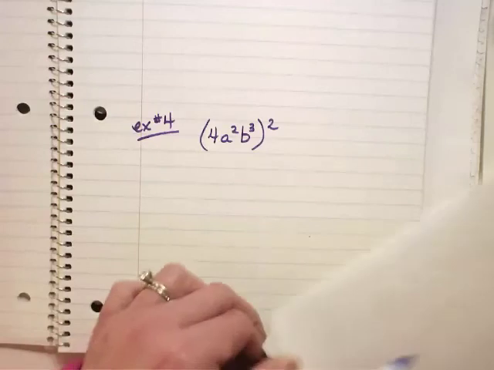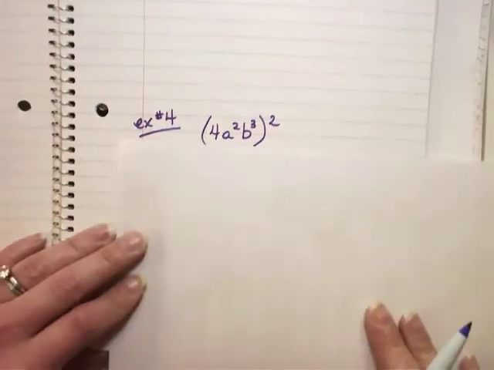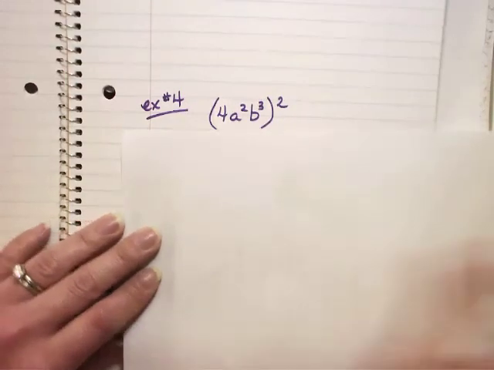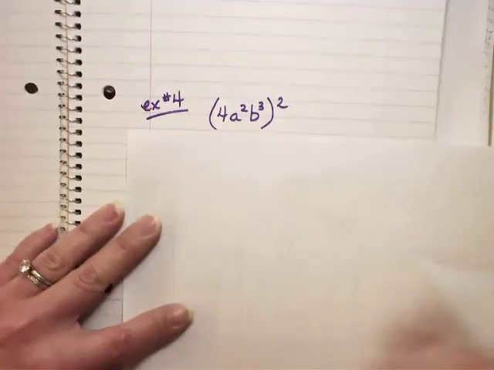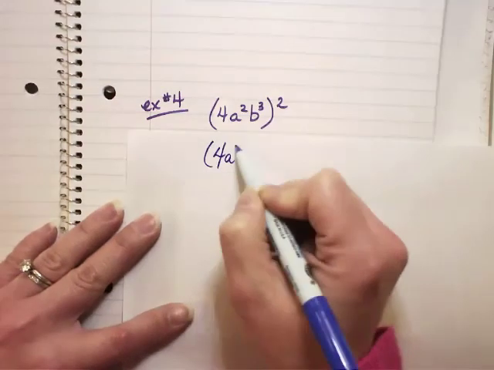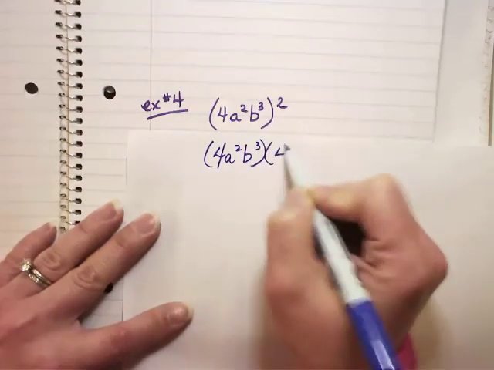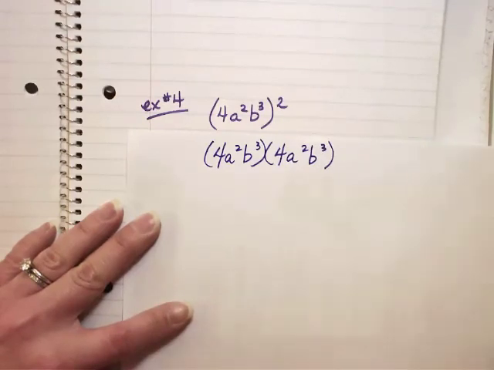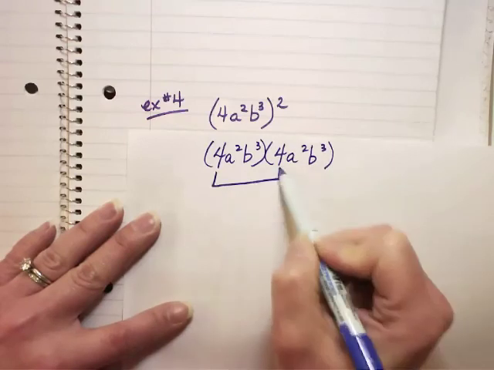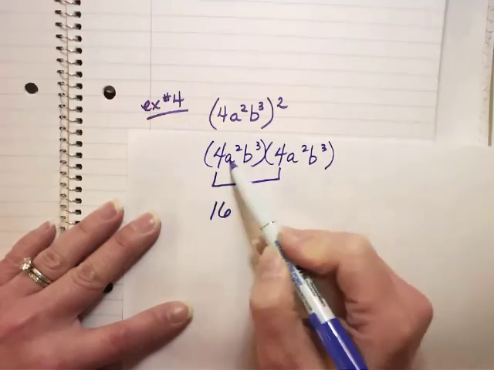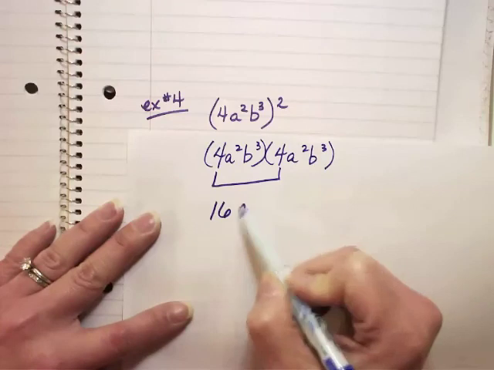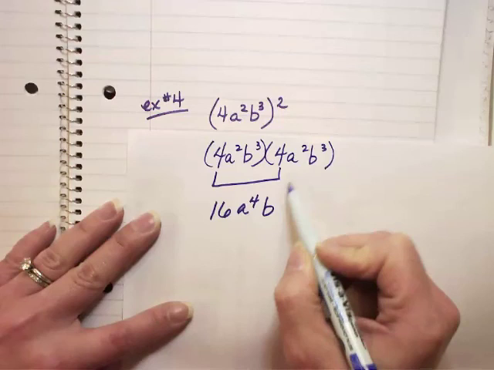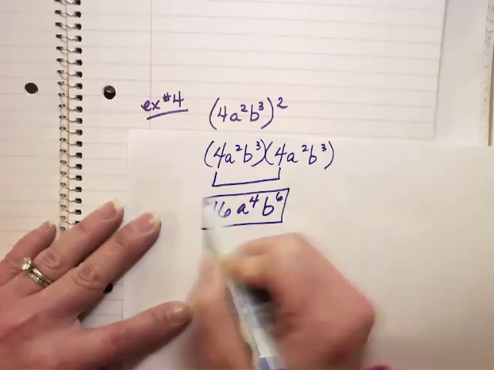Then take a look at our next example. You've got 4a to the 2nd power, b to the 3rd power, this whole quantity to the 2nd power. So think about what it means. It means there's 2 sets of them: 4a to the 2nd, b to the 3rd, 4a to the 2nd, b to the 3rd. Got 2 of them, so I could do exactly what I did earlier. 4 times 4 gives me 16. Now, like variables, I can add their powers. A to the 4. B, there's third power, that makes 3 plus 3 is 6. So that would be my answer.